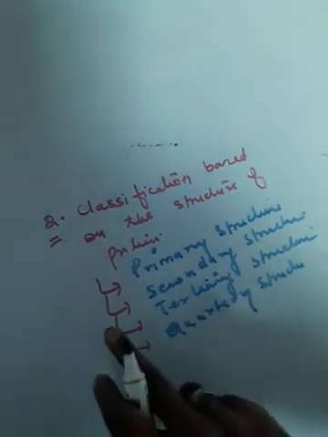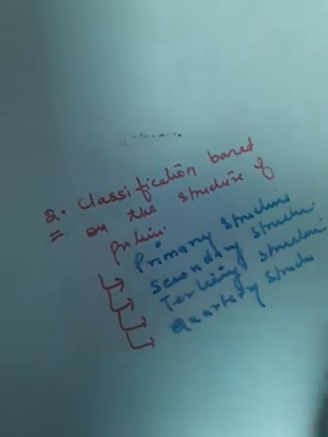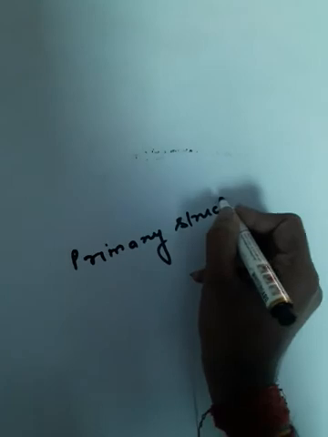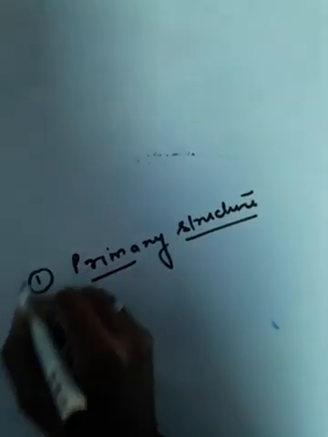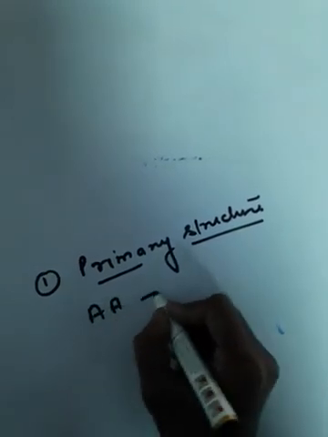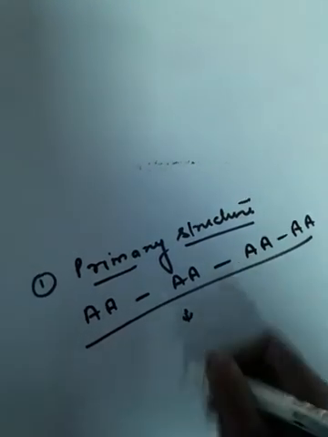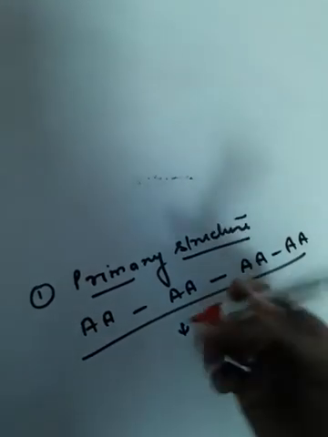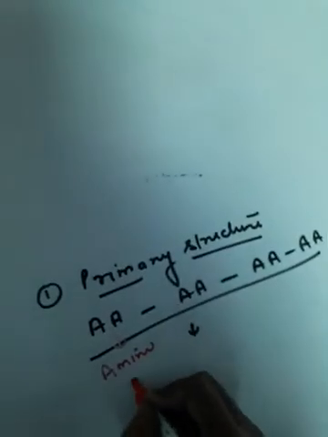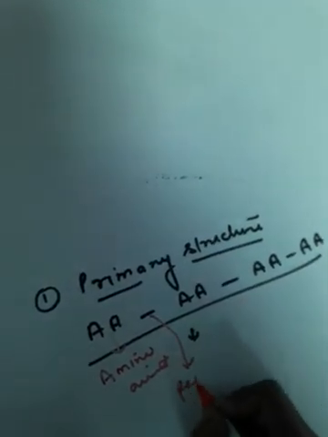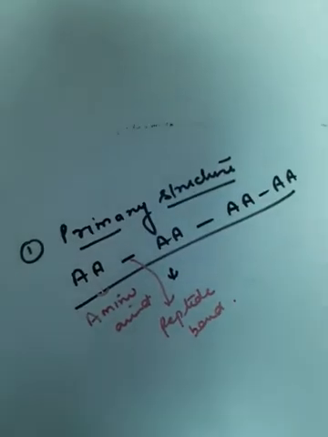I will define what is primary, secondary, tertiary, and quaternary structure. We will discuss the primary structure first. Primary structure means that the amino acids are joined in a linear way, at a 180 degree angle. This is the amino acid, and this one is the peptide bond. So it is the linear structure.